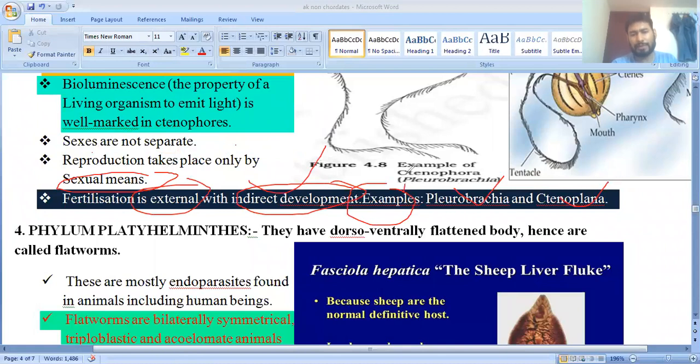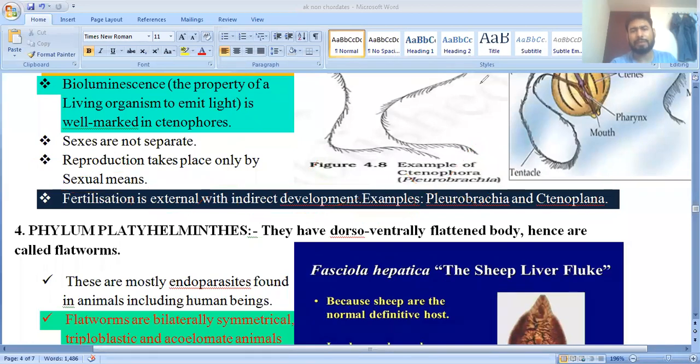So here they have given the example of Ctenophora, which is known as Pleurobrachia. Okay, so the next phylum we will discuss is Platyhelminthes.